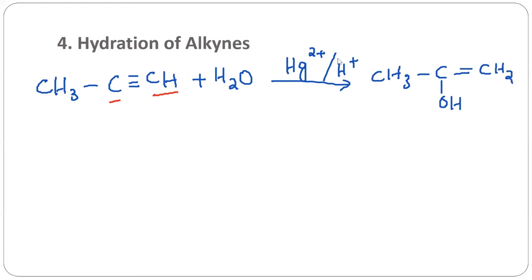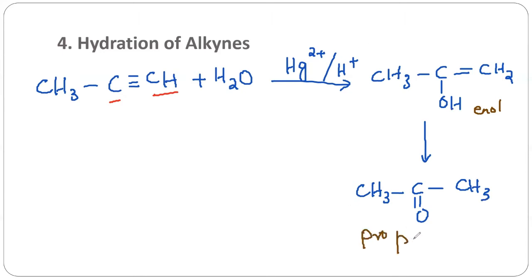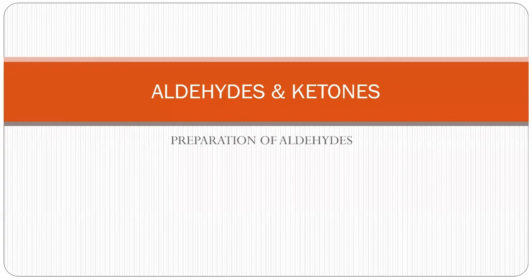Again, this is an enol. The enol will undergo isomerization to give CH3 C double bond O CH3, which is propanone, which is a ketone. So except ethyne, all other alkynes will give ketone as the product. Now let us go to more specific methods of preparing aldehydes.